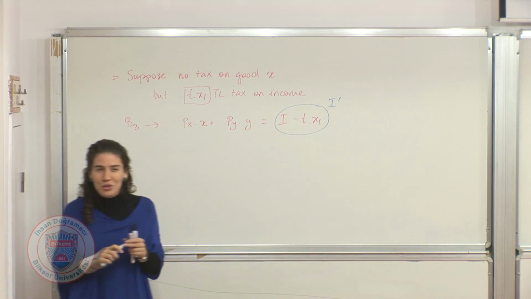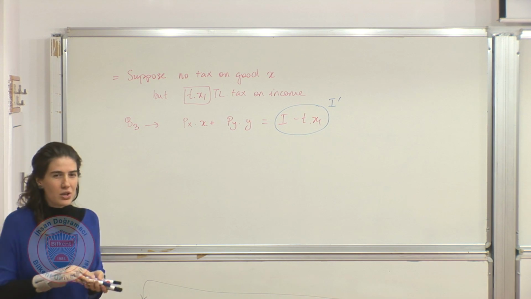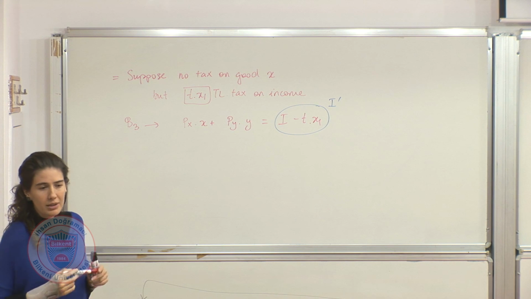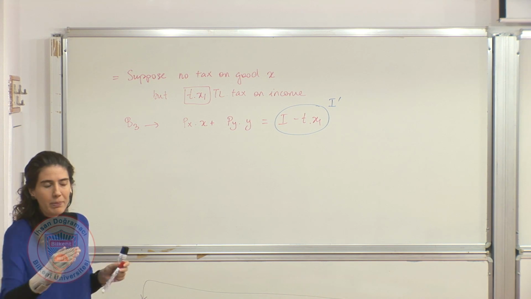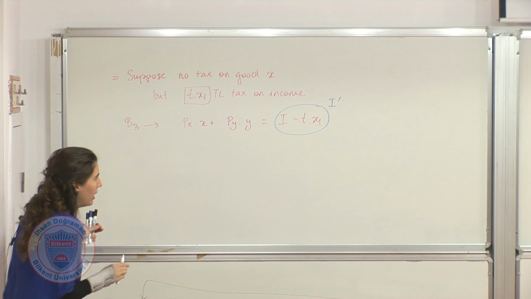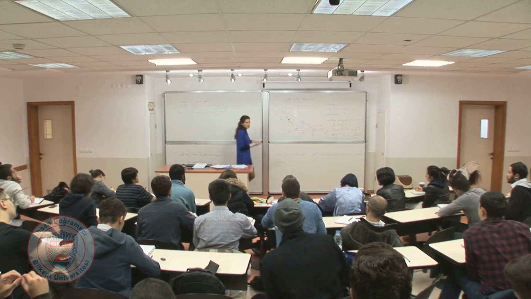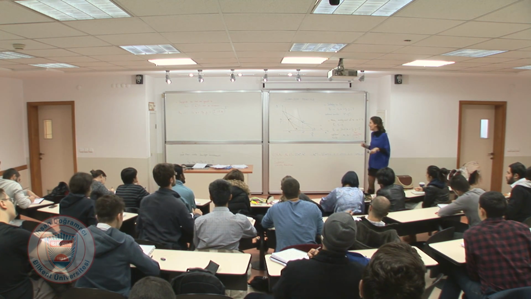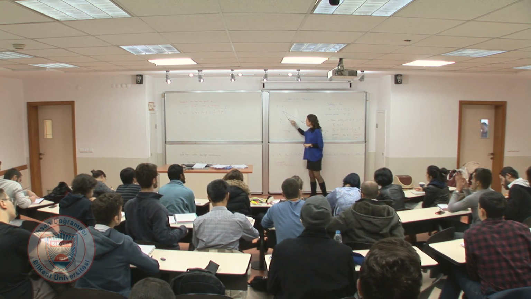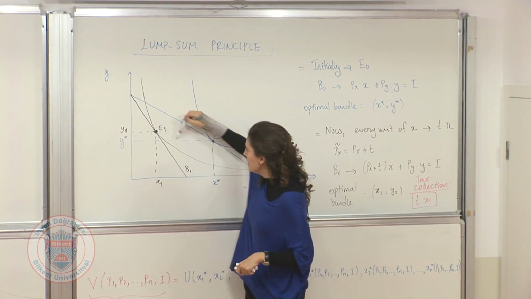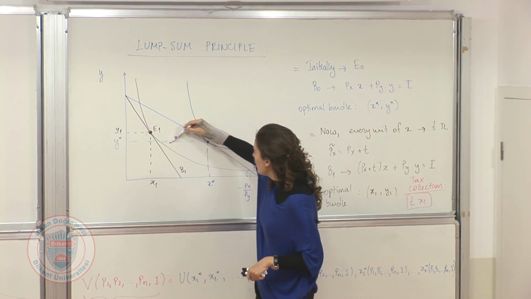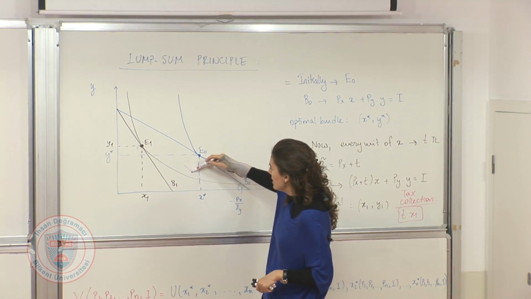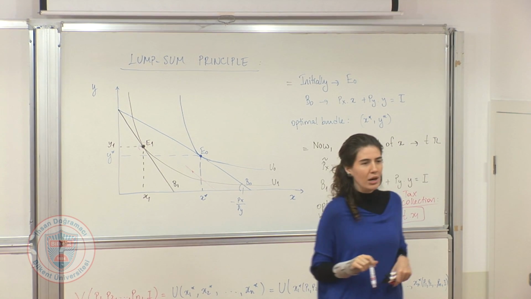Now I want to draw this. I know that it's going to be parallel to which one, B0 or B1? It will be parallel to B0. But where do you think it would pass? So the crucial question here is, do you think it's going to pass through this point? It will be parallel, something like this, but do you think it's going to pass through E1?